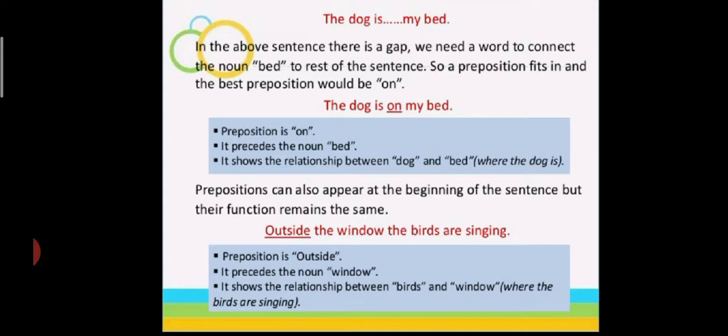So why is it a preposition? Because it precedes the noun bed and it shows the relation between dog and bed. Prepositions can also appear at the beginning of the sentence, but their function remains the same. Outside the window, the birds are singing. Now here, this preposition precedes the noun window and it shows the relationship between birds and window.